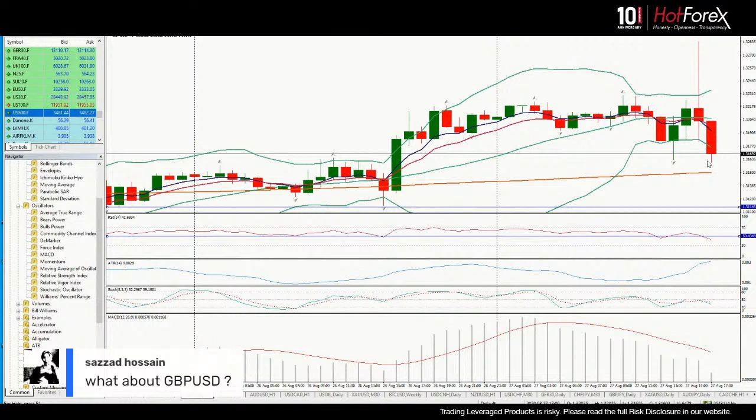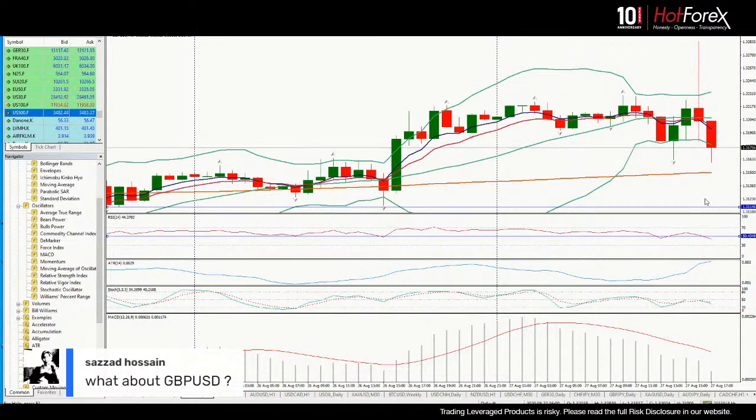Bollingers also extend to the downside, which adds to the negativity of the near-term outlook. MACD is declining, suggesting that the positive momentum is decreasing. Stochastic turned lower, RSI turned below 50. So overall, the near-term picture, the 1 hour picture for pound, is negative.